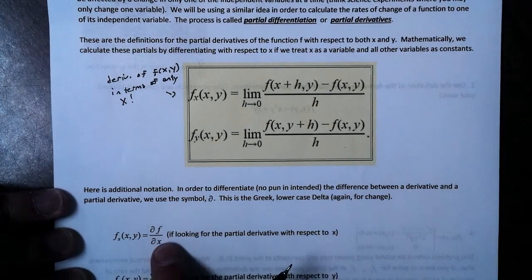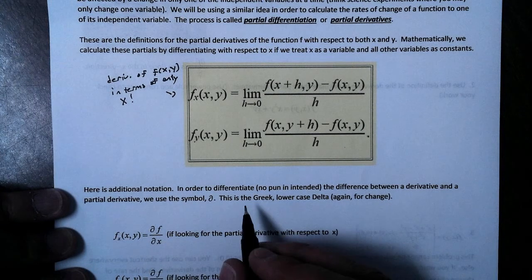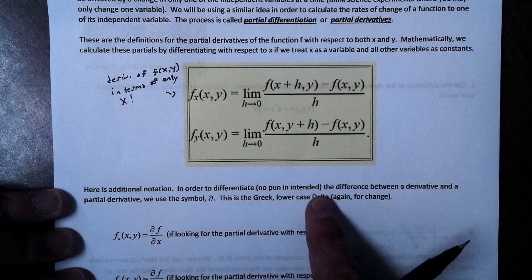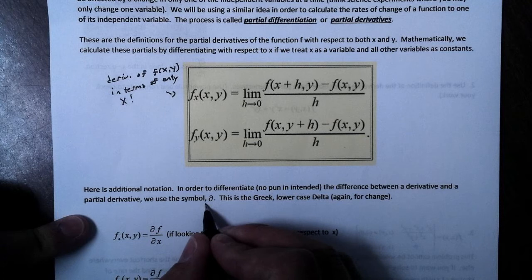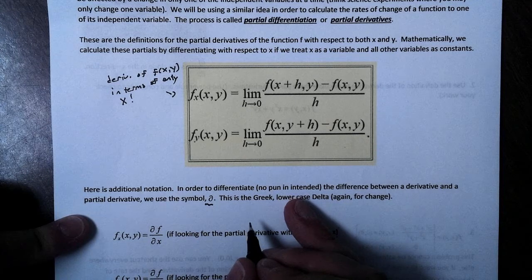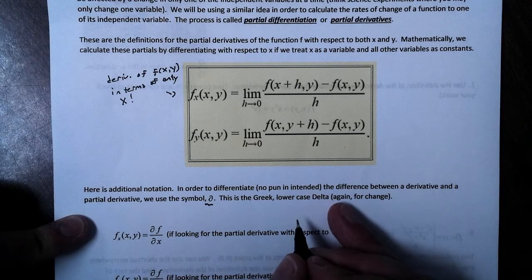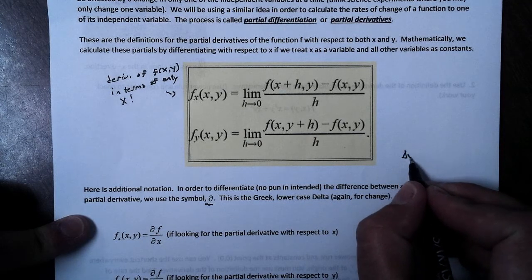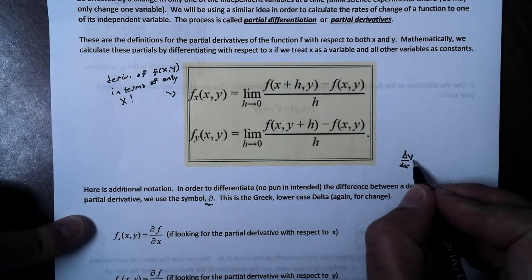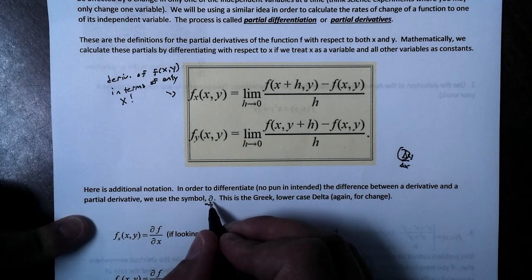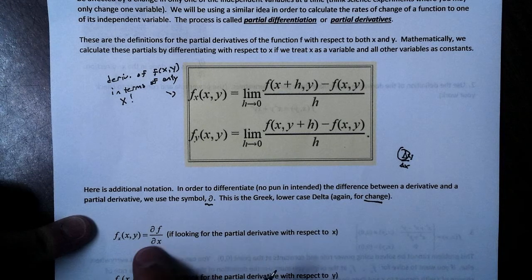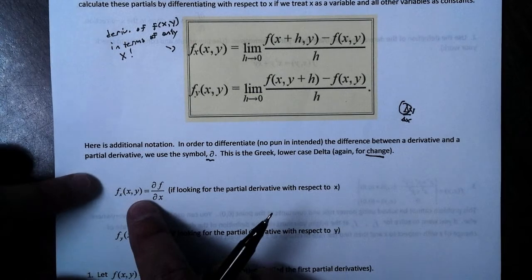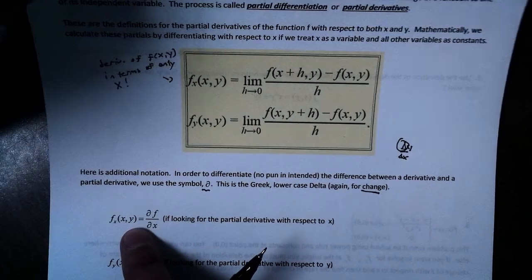Another notation we use is what's called the partial derivative. In order to differentiate between the derivative and partial derivatives, we use the Greek symbol delta. This is the lowercase delta, again for change. Remember delta y over delta x? That is the capital delta in Greek, whereas this is the lowercase delta in Greek. And again, it's talking about the change. This is the notation that we more commonly use because it's that Leibniz notation, which has many more applications for us.